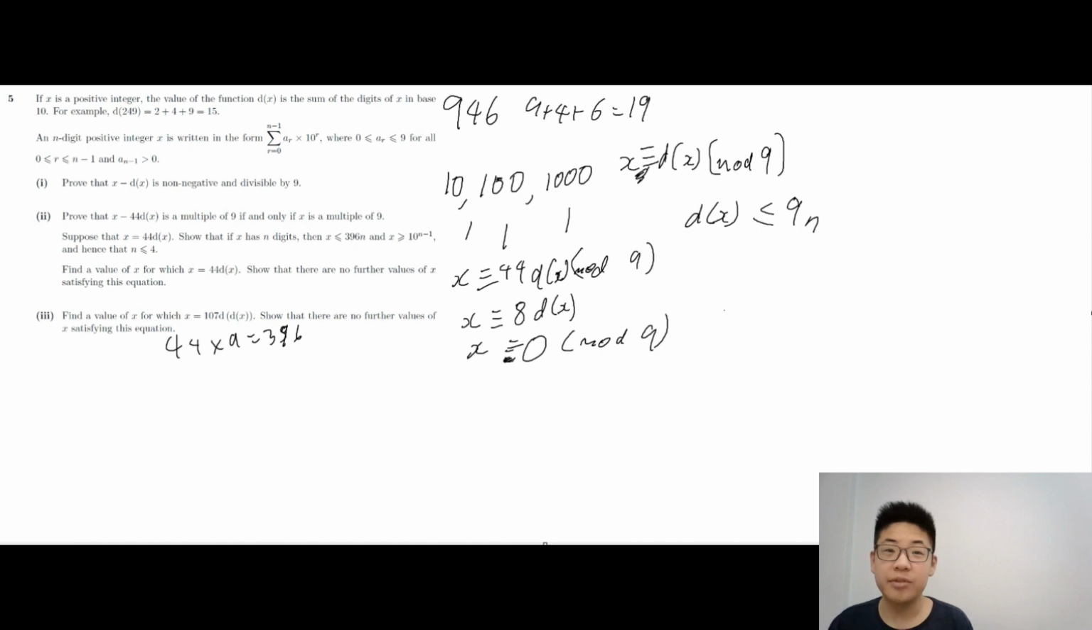And then x must be greater than or equal to 10 to the power n minus 1, as an n-digit number should have n digits, right? So that means x should be greater than or equal to 10 to the power n minus 1, and hence n is less than or equal to 4.